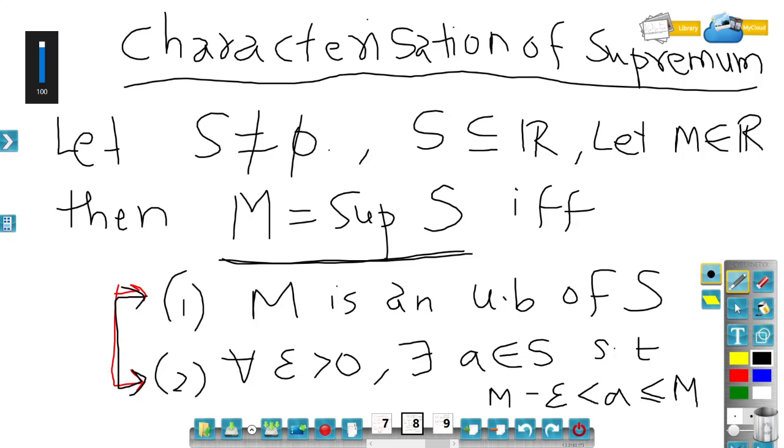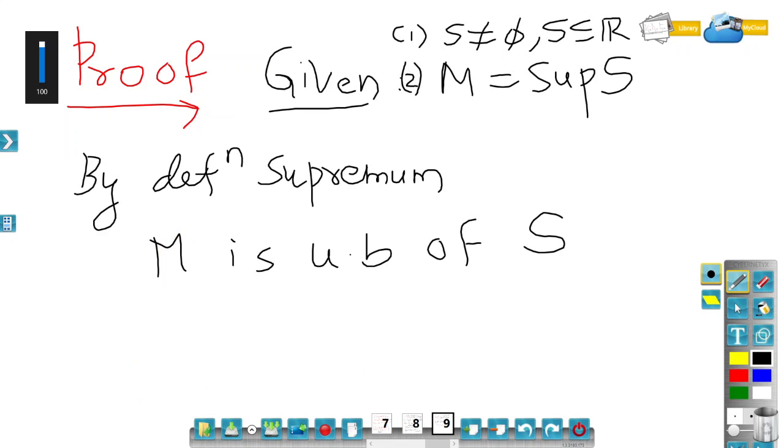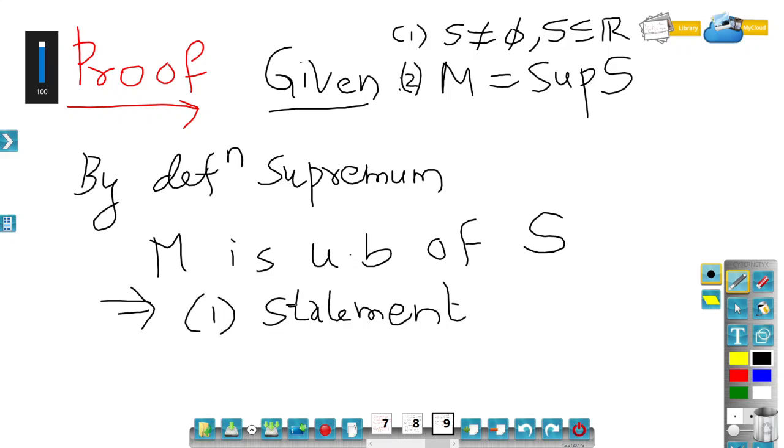You could see that the first statement has been proved very easily. That's trivial. It does not need much information, only the definition part is enough. So this would imply the first statement is proved. Now I have to prove the second statement. The second statement means for every epsilon greater than 0, there exists an element A belonging to S such that M minus epsilon is less than A, which is less than or equal to M. That is what I need to prove.